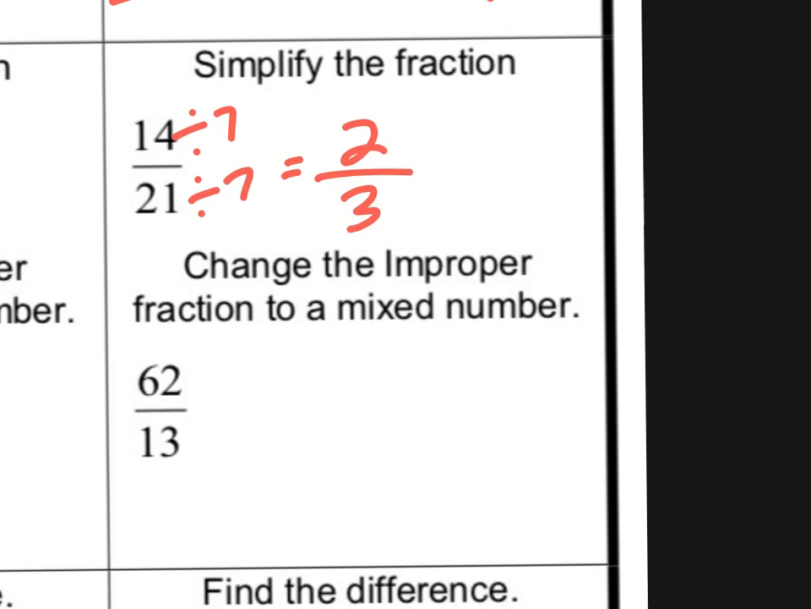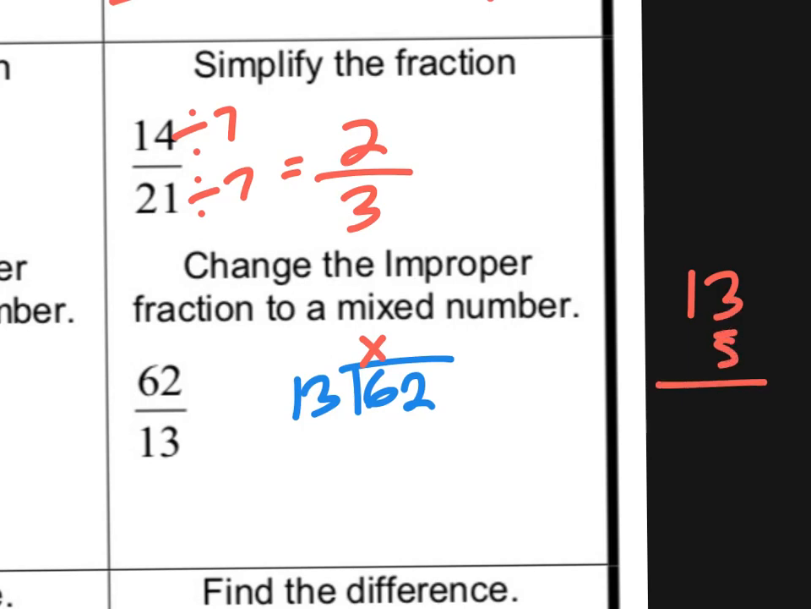Here it is. We've got to change the improper fraction to a mixed number. The way you would read this is 62 divided by 13. Here's 62 being divided by 13. 13 cannot go into 6. 13 can go into 62. Let's try a few numbers. Let's try 5. That'll be 5 times 3 is 15. Carry the 1. 5 times 1 is going to be 5. Add 1 makes it 6. That's 65. That's obviously too high, so it has to be 4.